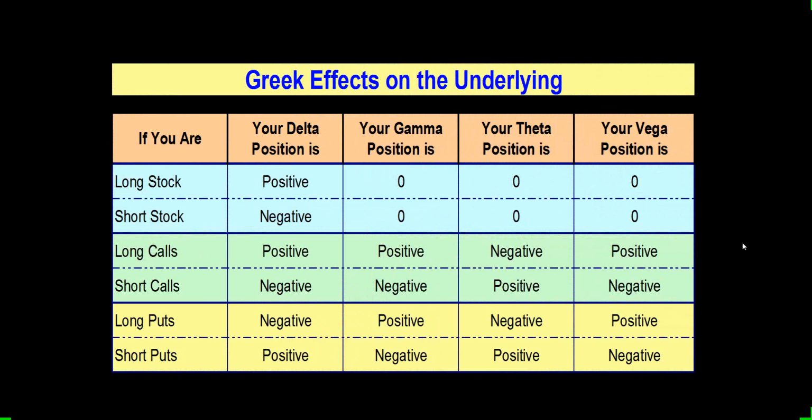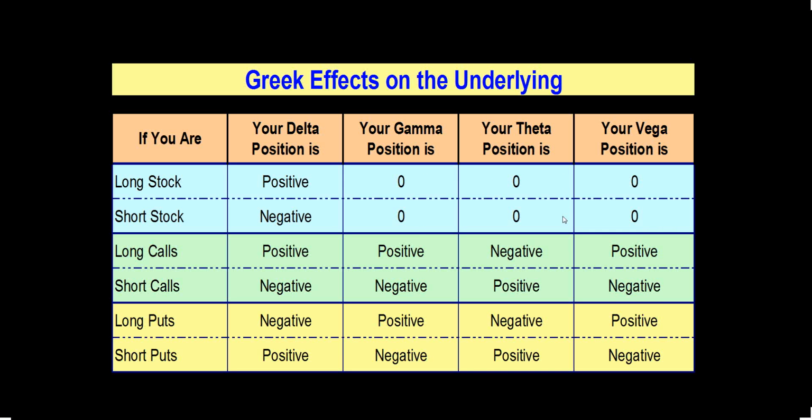Okay. Now, let's just reiterate what we just talked about here. Greek effects on the underlying. A couple of things I want you to know. If you own the stock, your delta is positive or negative, and your delta is what? It's always 1. A $1 move in stock is equal to a $1 move in the value of your profits or losses, right? Because you own a stock. It's simple. There is absolutely no Greeks affecting your stock.